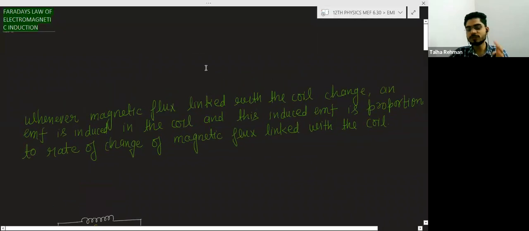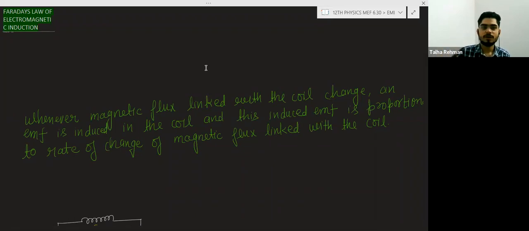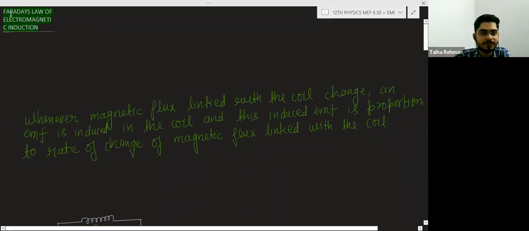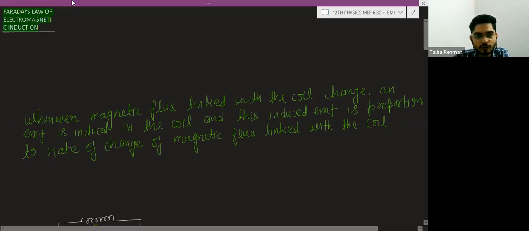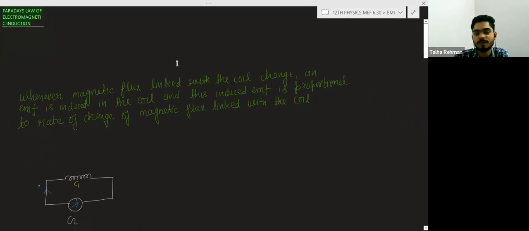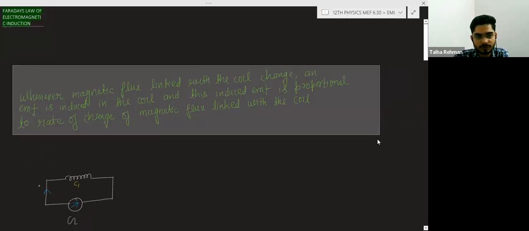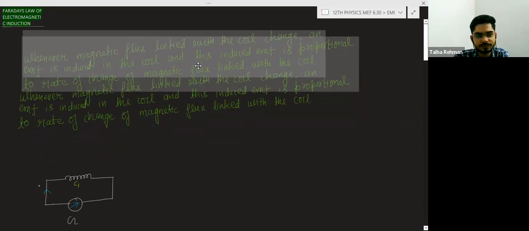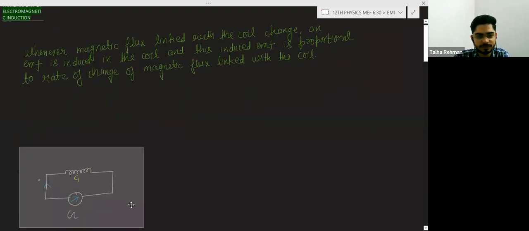The main point is to understand how the flux is changing with respect to the coil. So write down the heading, Faraday's law of electromagnetic induction. Write down the heading, and this is the statement.